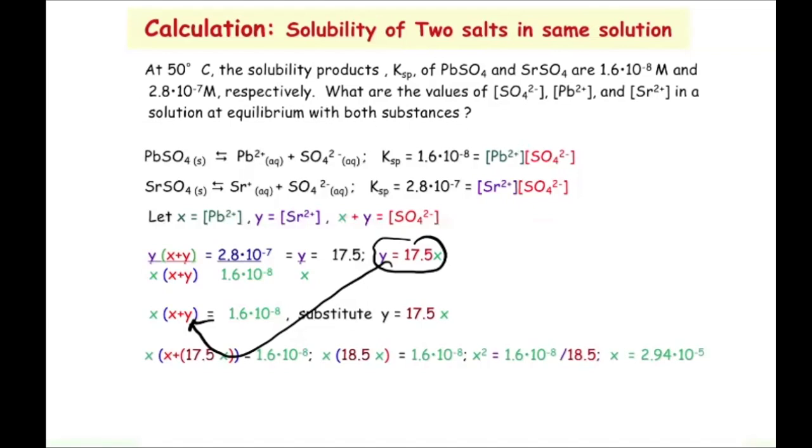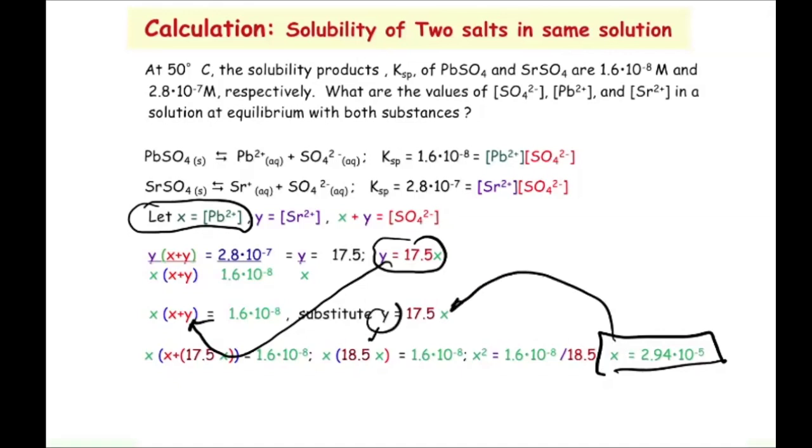We make the substitution right here and do the math. I won't do the math for you, you can just follow along. And so we get this value: X is 2.94 times 10 to the minus 5. What exactly is X? X, we said, was defined as the lead concentration at equilibrium. So the lead concentration at equilibrium is 2.94 times 10 to the minus 5. We can now take this number, plug it in here, and solve for Y.